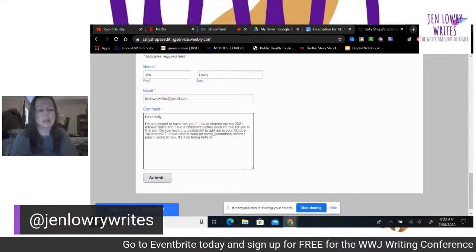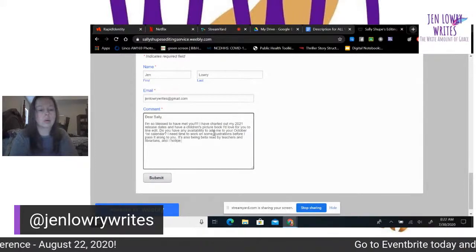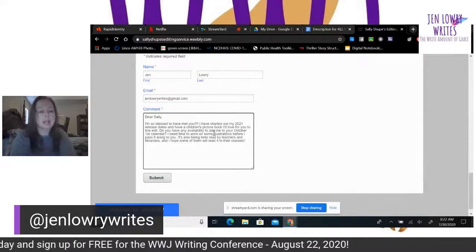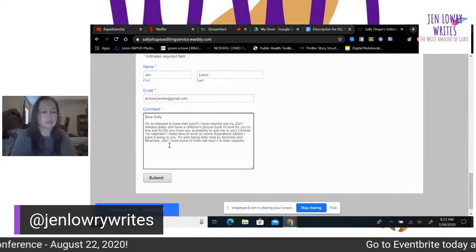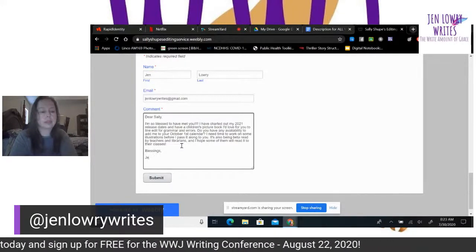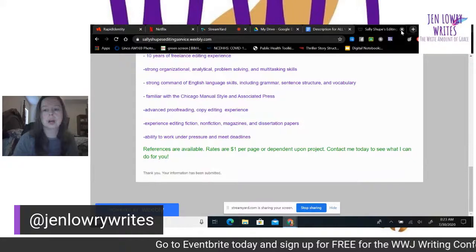It's also being beta read by teachers and librarians, and I hope some of them related to their classes. People say you need to get a developmental editor first, that you need that first go around. I do agree that if I did not have the beta readers that I have, I'd need that. Hey, Allie, I'm just talking about editors before hitting publish.